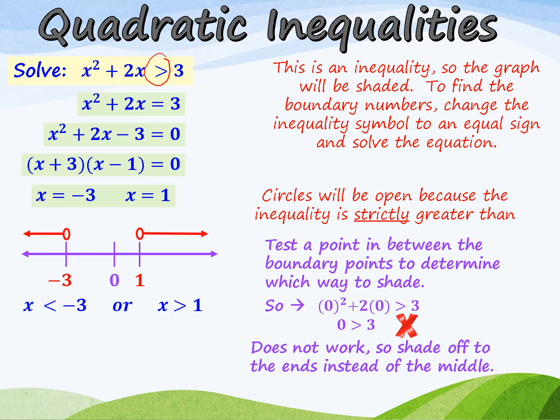So it says that x must be less than -3 or x must be greater than 1. And this would be your statement. So remember, since you shade off to the opposite ends, that's an or inequality versus an and. So what I've got boxed is your final answer. So your answer includes the graph as well as the inequalities.